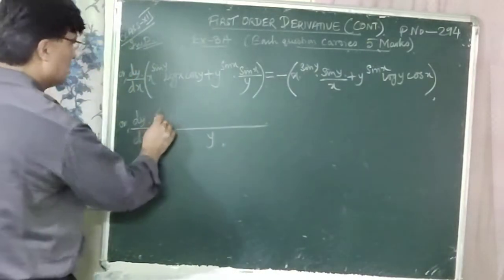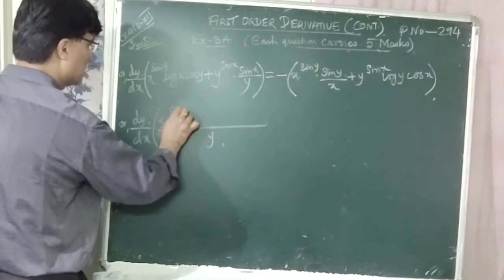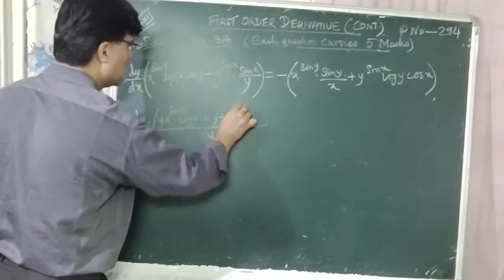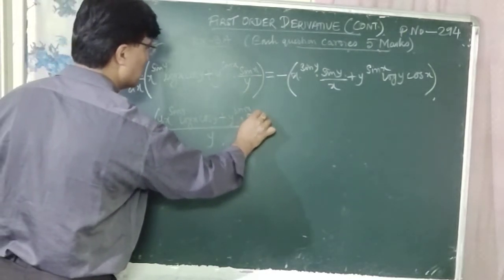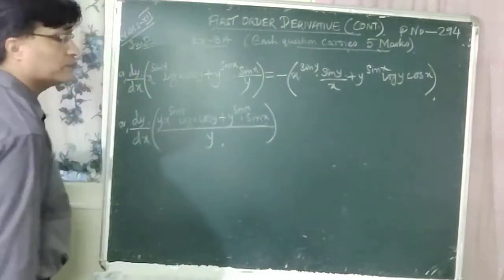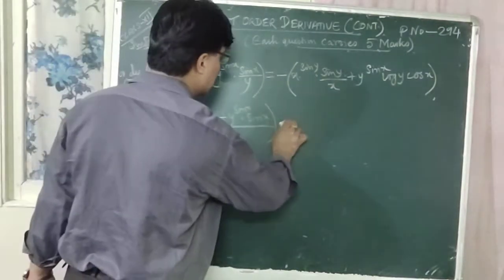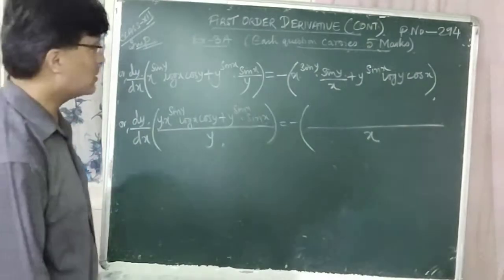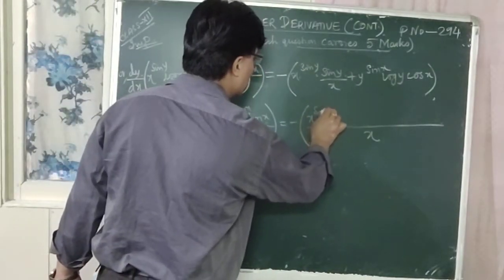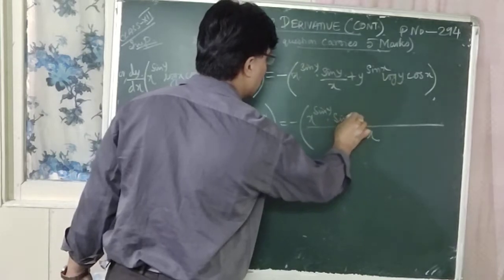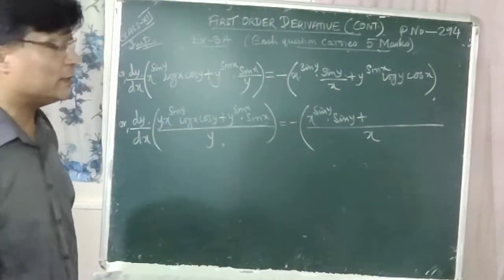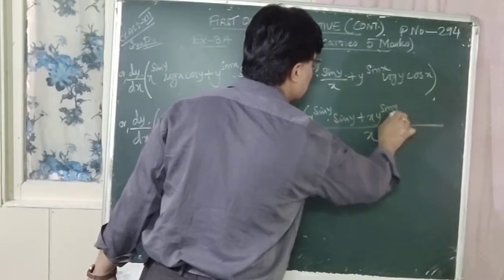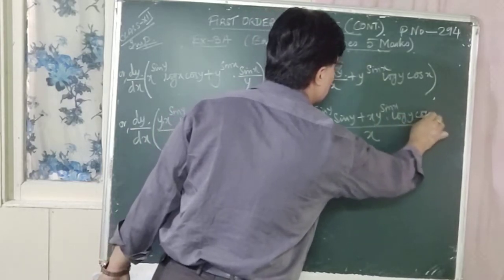This is y, so it is y into x to the power sin y, it is log x cos y, plus y to the power sin x into sin x, bracket closed, which is equal to minus, within bracket. What's the LCM? The LCM is x, right? So numerator becomes x to the power sin y into sin y, plus x into y to the power sin x into log y cos x.